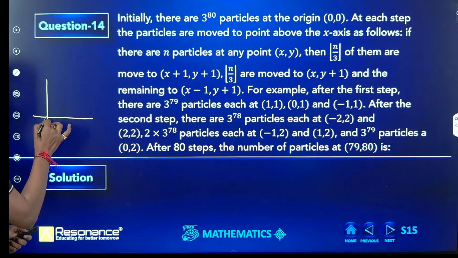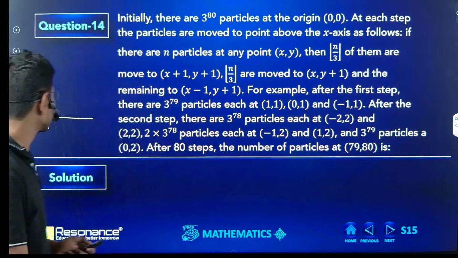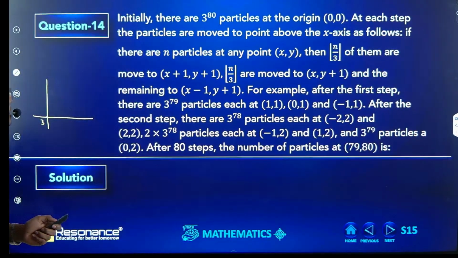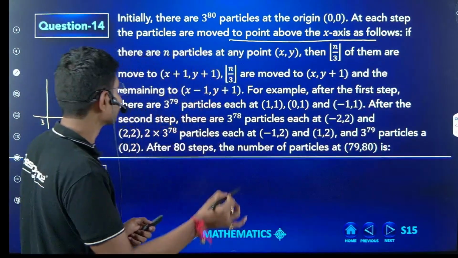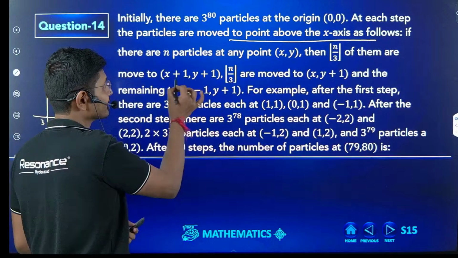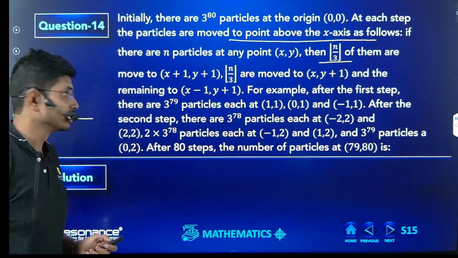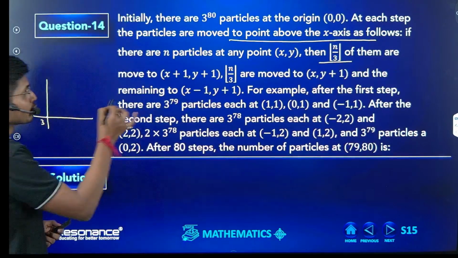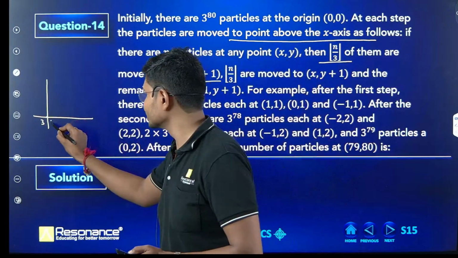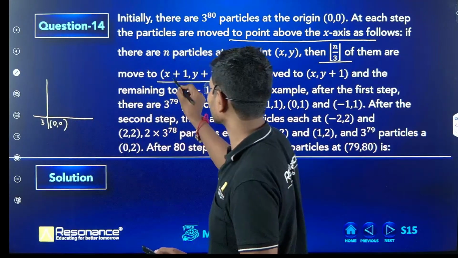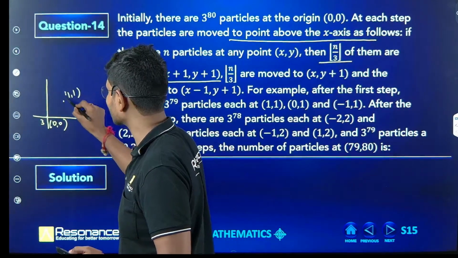Suppose here 3 particles are there. Instead of 3 power 80, I assume 3 particles are at the origin. At each step the particles move above the x-axis as follows. The condition is that the particles will move n by 3. So one particle will move like x plus 1, y plus 1. Suppose this point is 0, 0, so x plus 1, y plus 1 is 1, 1. This point will become 1, 1.